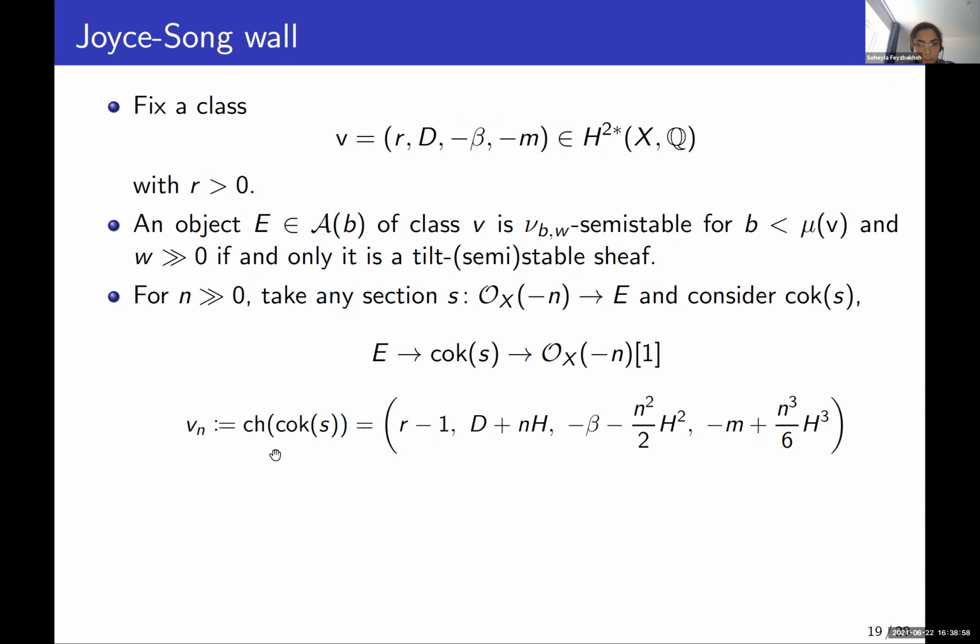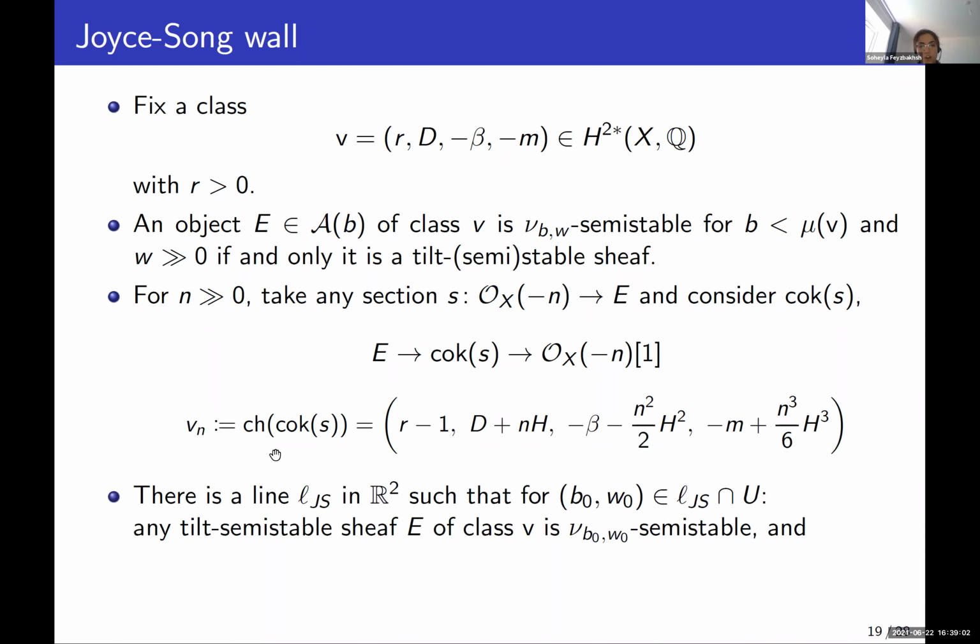Okay, so first of all, we know that there is a line L_JS in R^2 such that if I take any point (B_0, W_0) in L_JS, which lies also in the open subspace U, then any tilt semi-stable sheaf of class v is ν_{B_0,W_0} semi-stable. So this basically means that this line L_JS lies in the large volume limit for class v. So all of my tilt semi-stable sheaves of class v are ν_{B_0,W_0} semi-stable along this line L_JS. And we also know they have the same slope with respect to ν_{B_0,W_0} as O_X(-n) shifted by one. Okay. And since O_X(-n) is of discriminant zero, they don't see any wall.